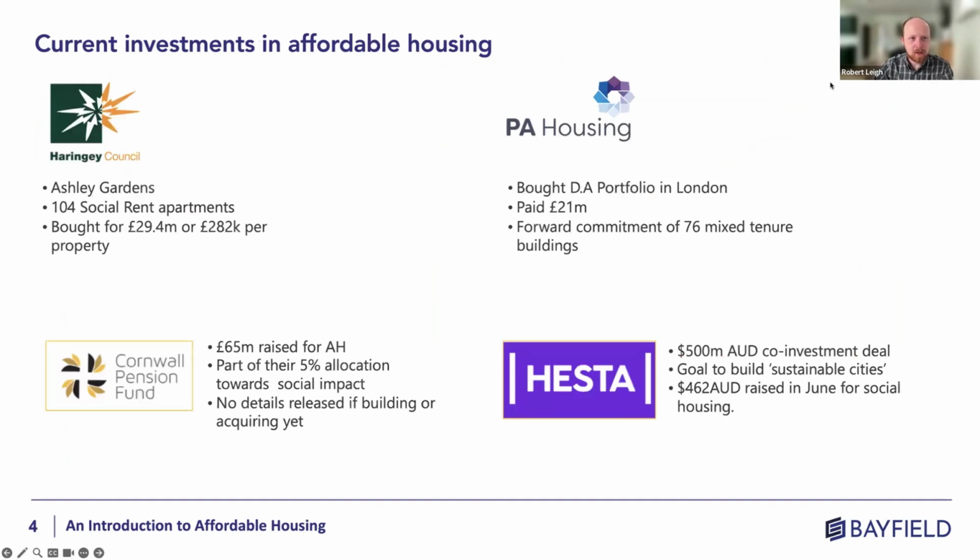If we have a look at some examples of affordable housing, the top two are some recent examples from this year. So we've got Haringey Council and PA Housing. If you just notice, both of these are what we call forward commitments. So both the council, i.e. the local authority, and this housing association have done a forward commitment. And this is the idea that they're buying from a developer either a mixed tenure affordable housing portfolio in the case of PA Housing, or social rent apartments for the local authority.